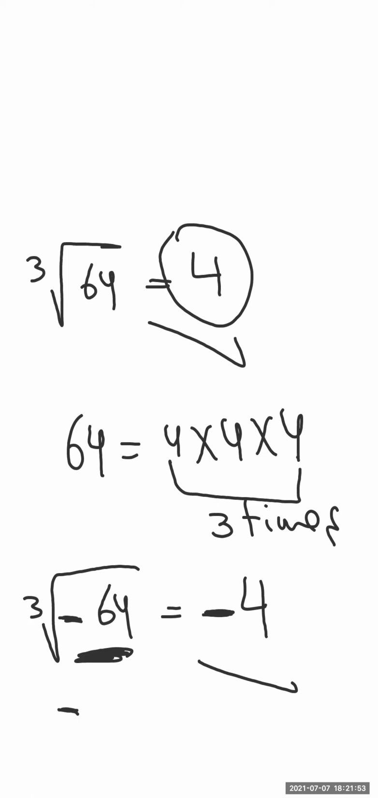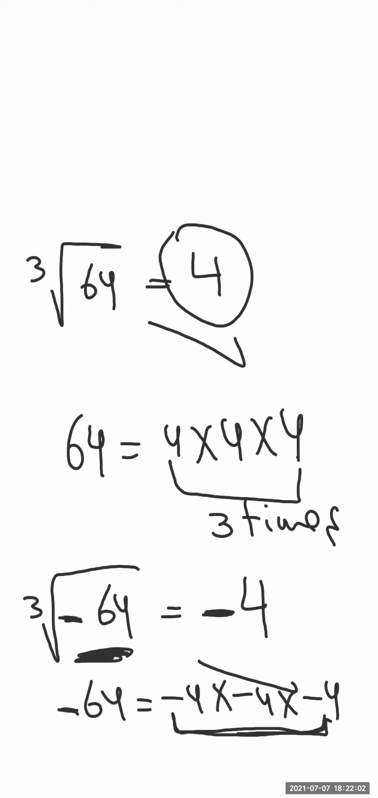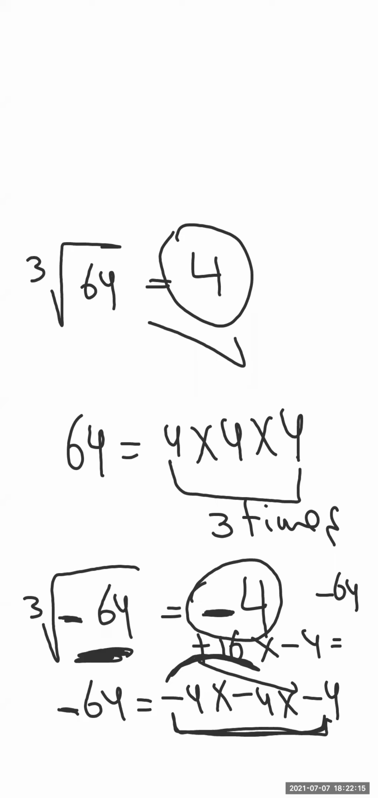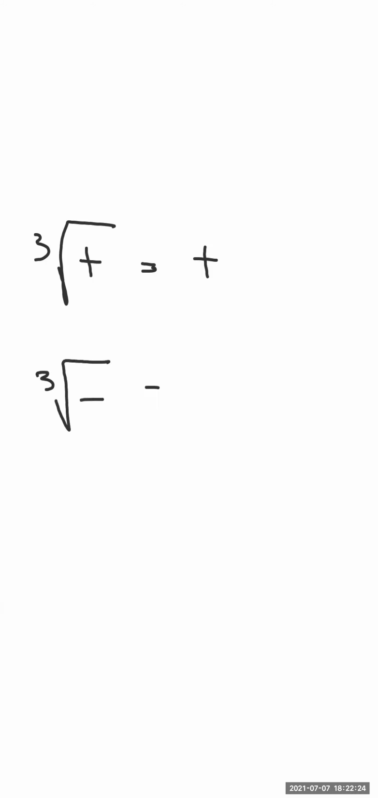Because simply negative 64 equals negative 4 times negative 4 times negative 4. So negative 4 multiplied by itself 3 times. The first 2 times, negative 4 times negative 4 is positive 16. Again, times negative 4, so it will equal negative 64. So the cubic root of negative 64 equals negative 4. So general rule, guys: if the cubic root is of a positive, it will equal positive. If the cubic root is of a negative, it will equal negative.